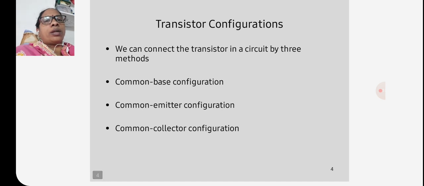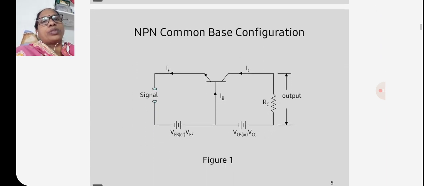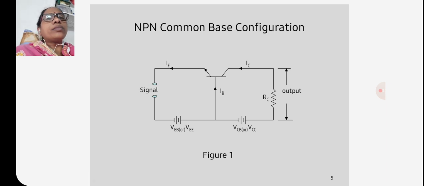So in transistor configurations, we can connect the transistor in a circuit by three methods: common base configuration, common emitter configuration and common collector configuration. First we go for the common base configuration.